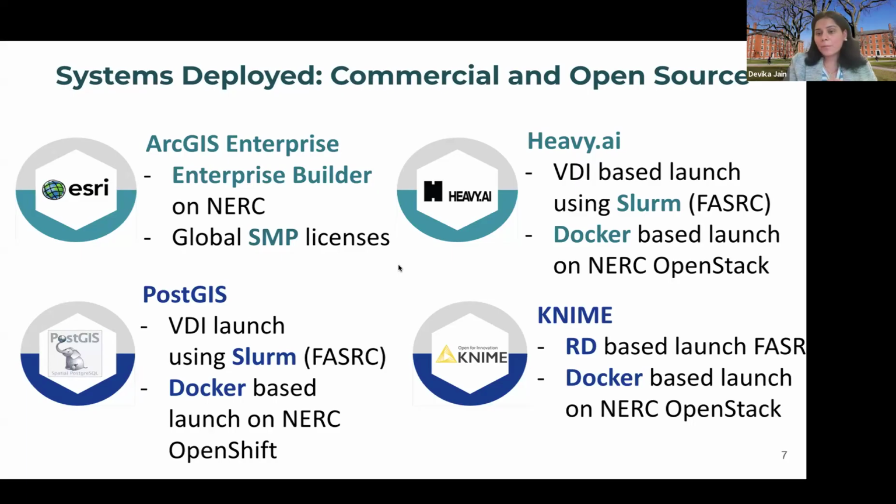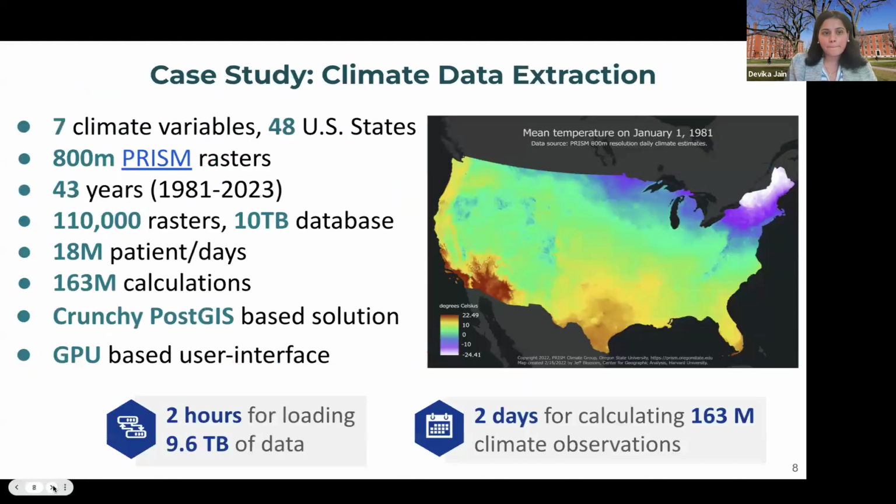Then again, we have KNIME, which is an end-to-end data science tool for building workflows. If you are looking into building workflows, particularly spatial workflows, then KNIME could be a good tool for you to look into. And our team is working to enable and develop a lot of spatial extensions on KNIME. So KNIME now comes with a lot of spatial extensions developed by our team, which you can use to make spatial workflows in KNIME. And again, we now have a remote desktop-based KNIME on FASRC, and also a Docker-based launch on NERC.